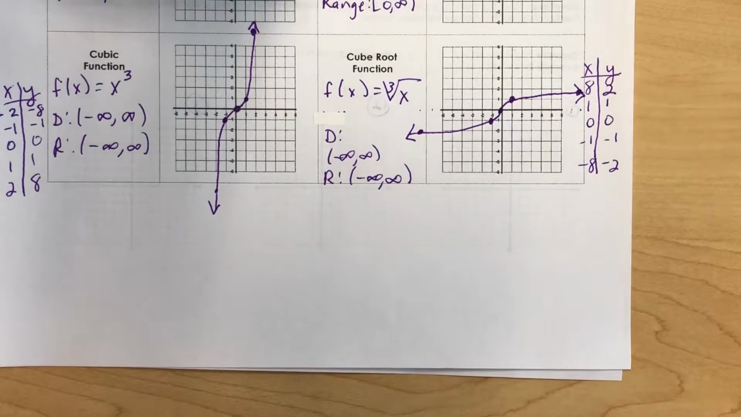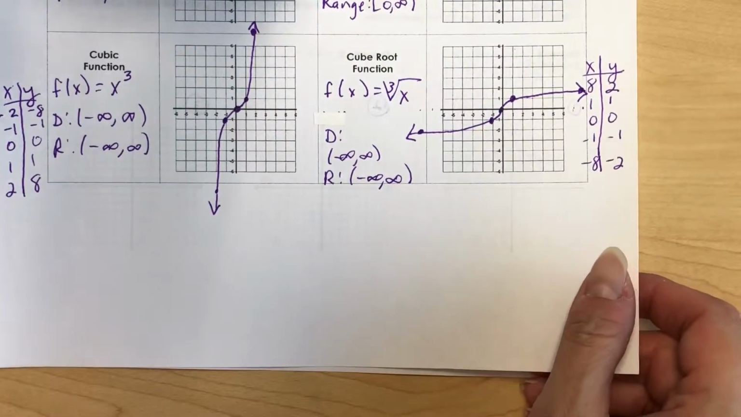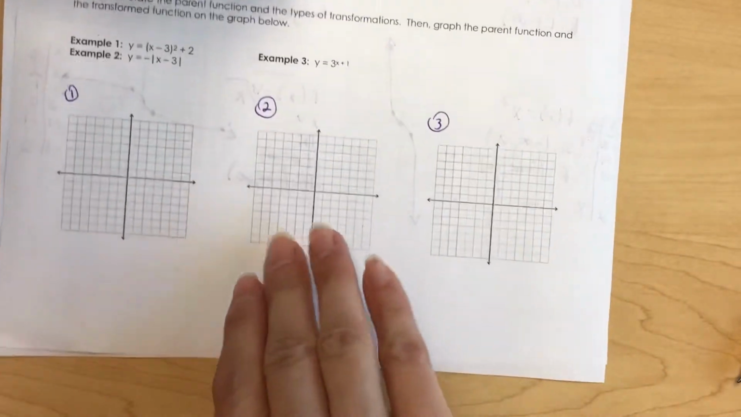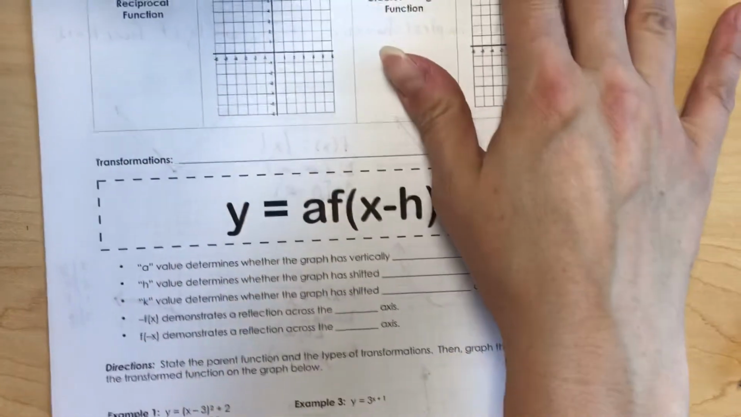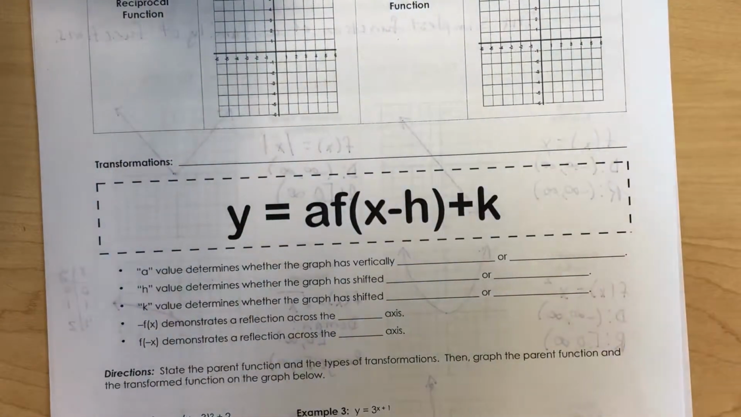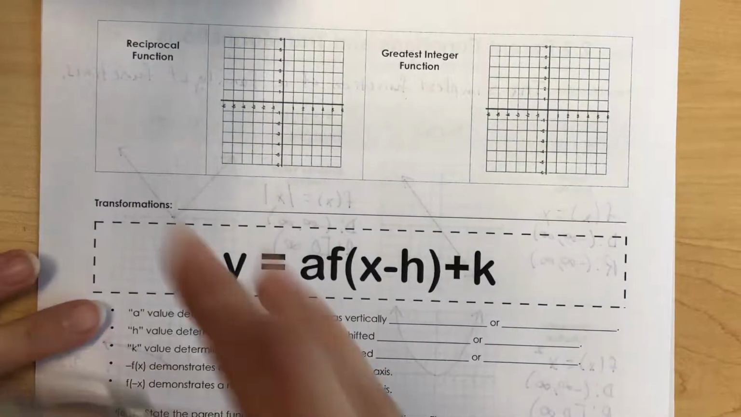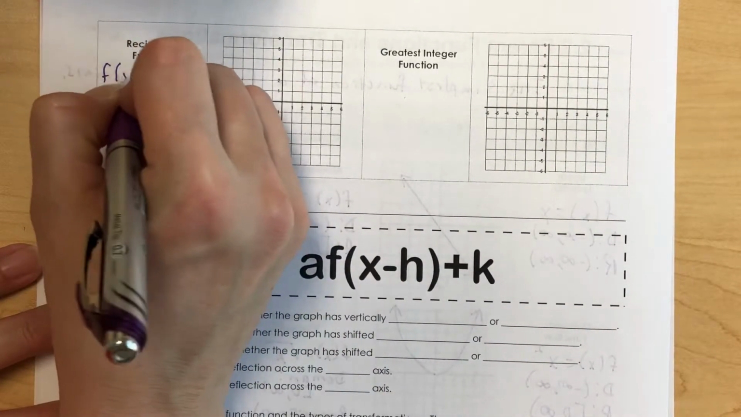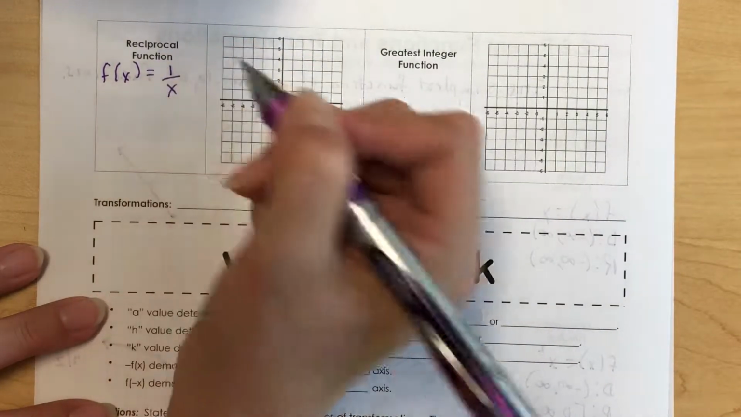Okay, so that's the first part. We've got a couple more functions to explore before we go on to the transformations next. We've got one called the reciprocal function. This one is f of x equals the reciprocal of x, so 1 over x.